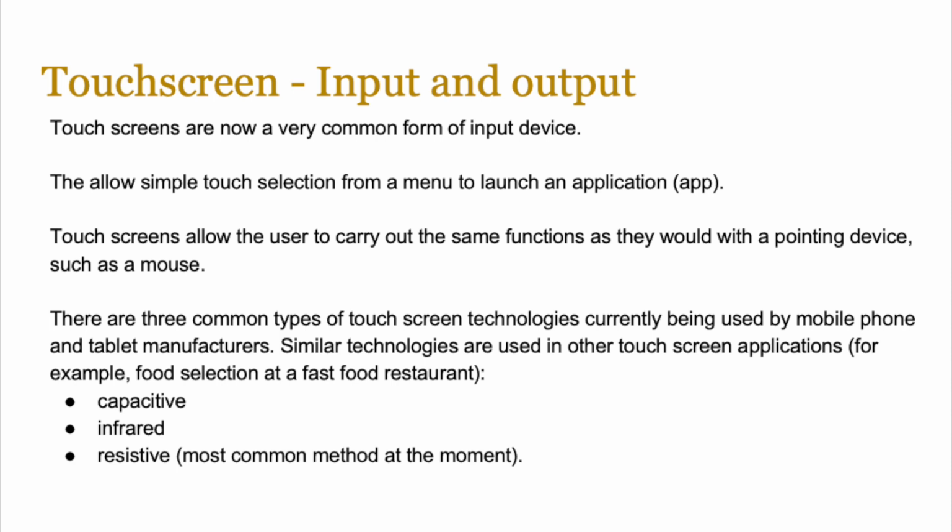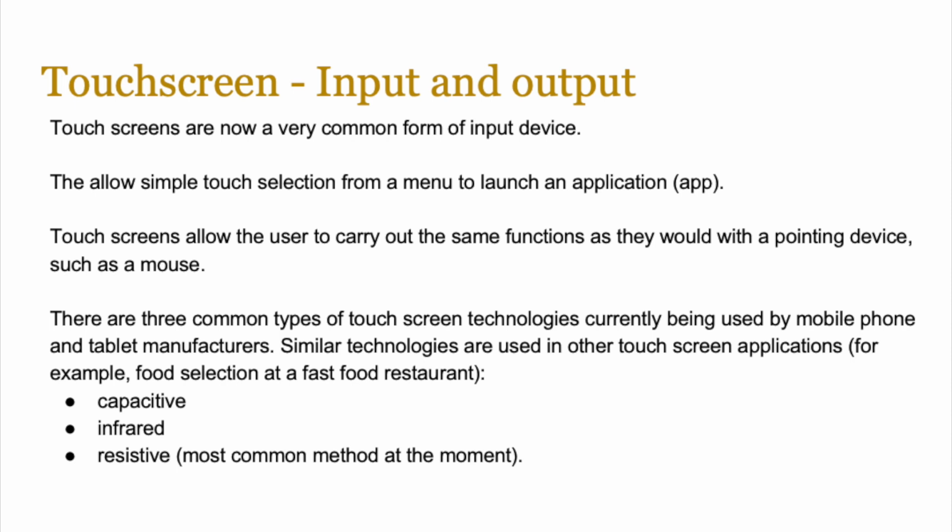There are three common types of touchscreen technologies currently being used by phone and tablet manufacturers, and you've got to be aware of those. Similar technologies are used in other touchscreen applications. For example, when you go into a mall, you'll probably see an information point, and you can touch that to select where you want to go. Perhaps you go to the local McDonald's and there's a touchscreen where you can make your order. Perhaps you want to buy a train ticket or you're at the airport and you can use touchscreen technology there as well.